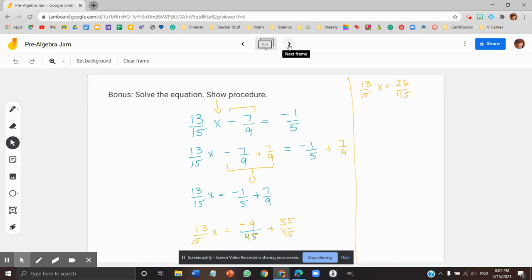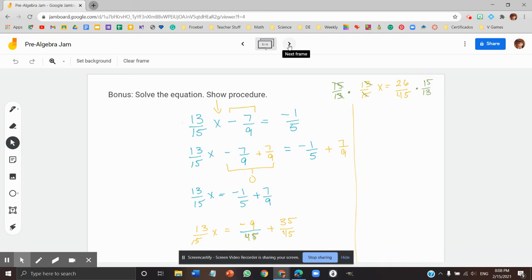Now I want to leave that x by itself. Now it's being multiplied, so what am I going to multiply it by? By the inverse or the reciprocal, right? So I can multiply this by 15 over 13. And this is going to cancel with this one. But if I multiply 15 over 13 on one side, I have to do the same thing on the other side.